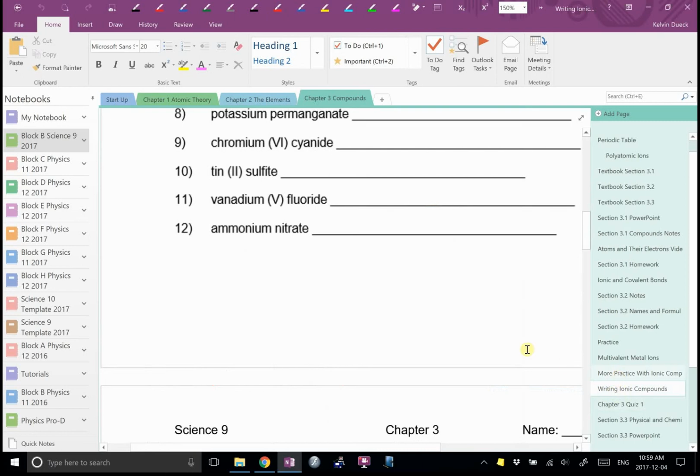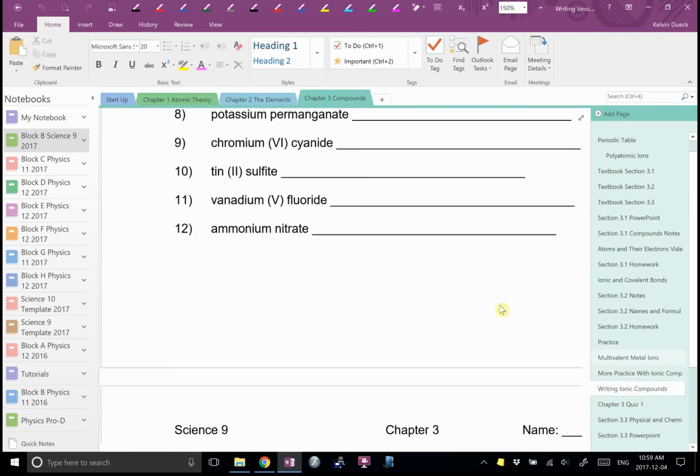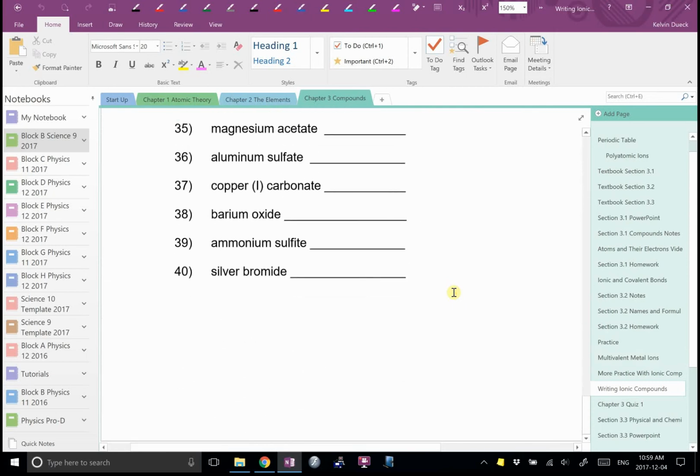Last day, then, we did more practice with ionic compounds. This one I did attach an answer key for. And then we talked about writing ionic compounds. This one I didn't have an answer key for, but I put an answer key online. We're going to pause for a second with the writing and the naming. We're going to see if we can finish off most of chemistry today.